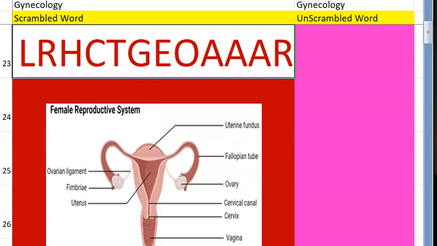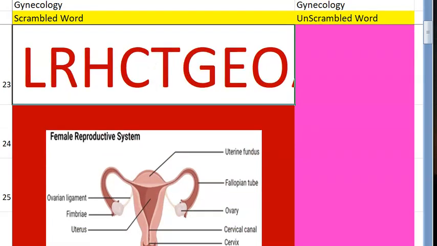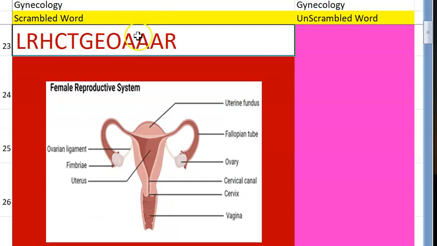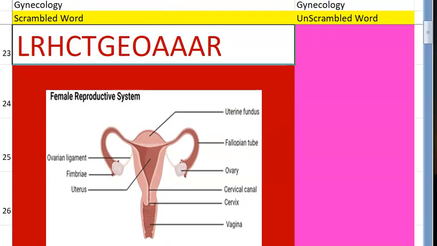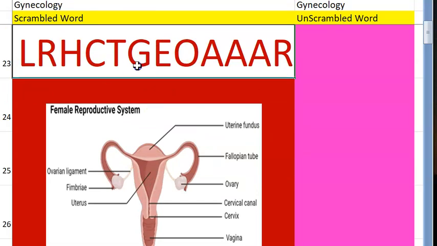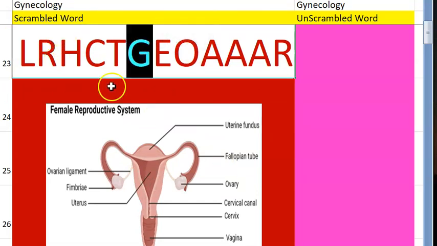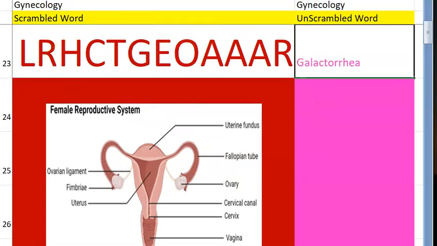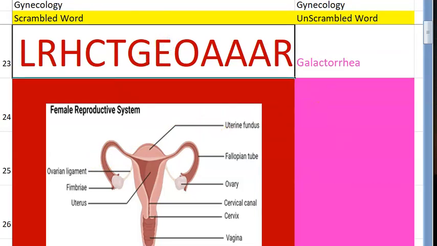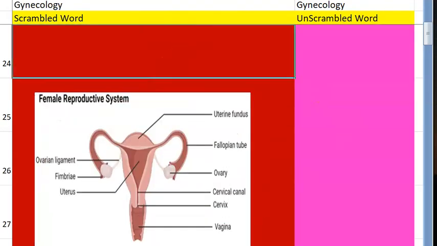What is this? Oops, we meant to reduce the size. What is this? Yeah, this one. Starts with a G, guys. Something to do with milk production. Galactorrhoea. This is abnormal, right? Milk production when there should not be any milk production. Discharge from the breast actually can happen in men or women. Now let's go to 24th one.